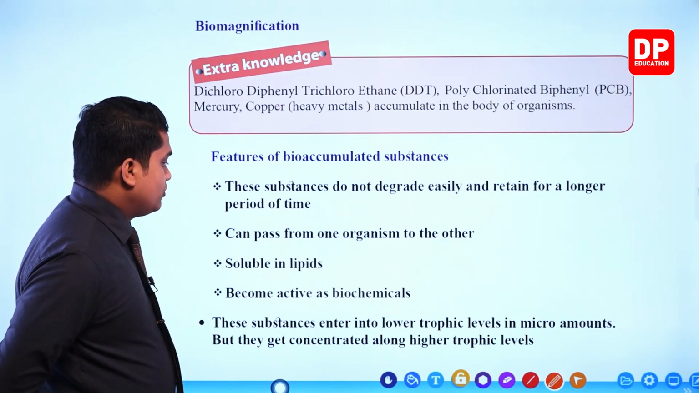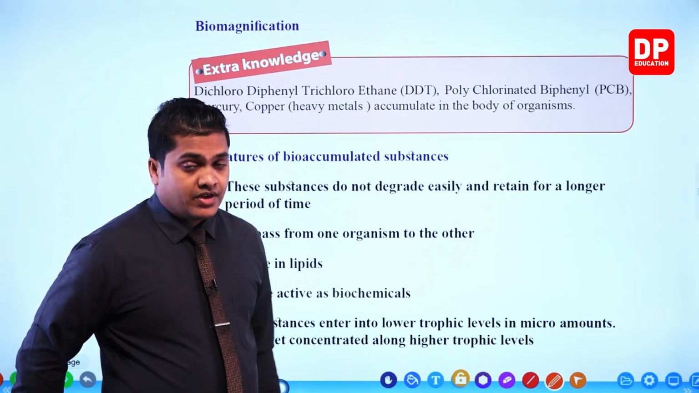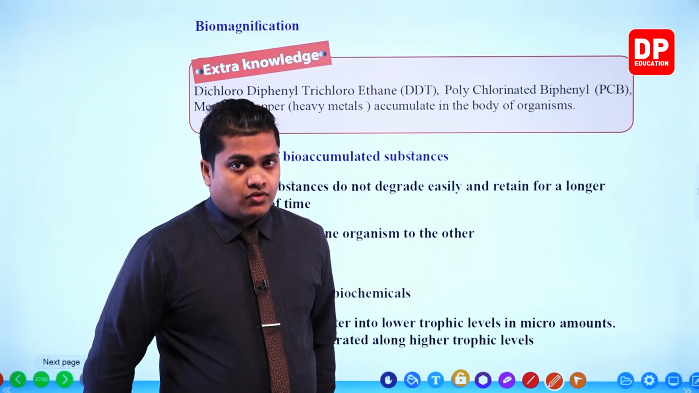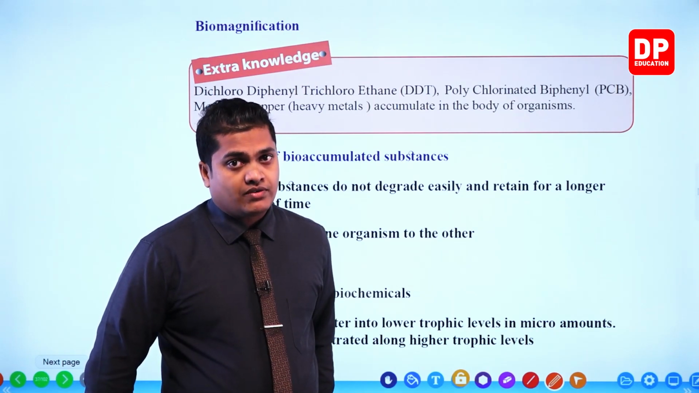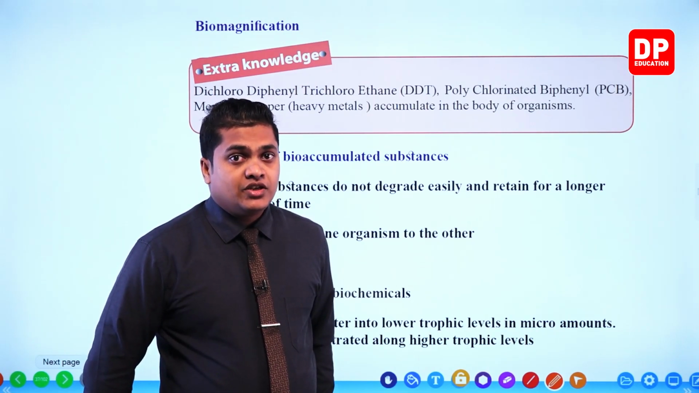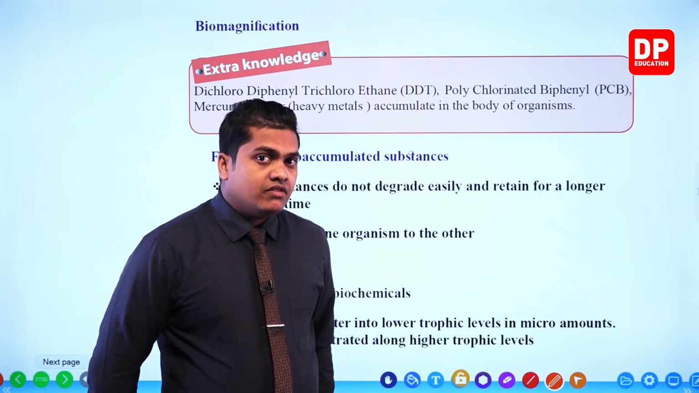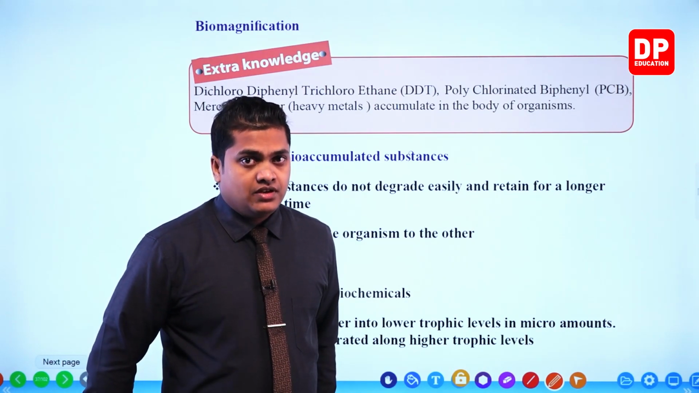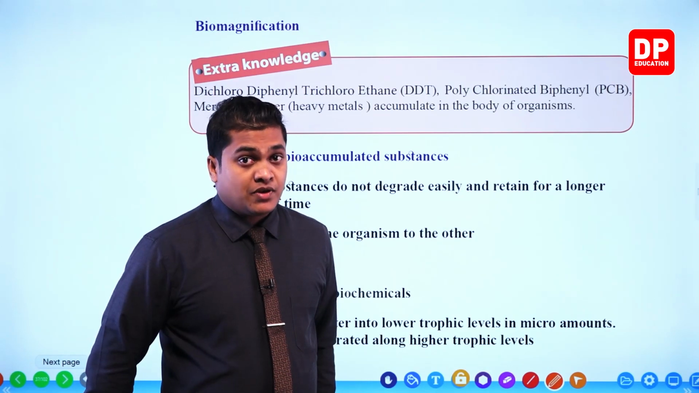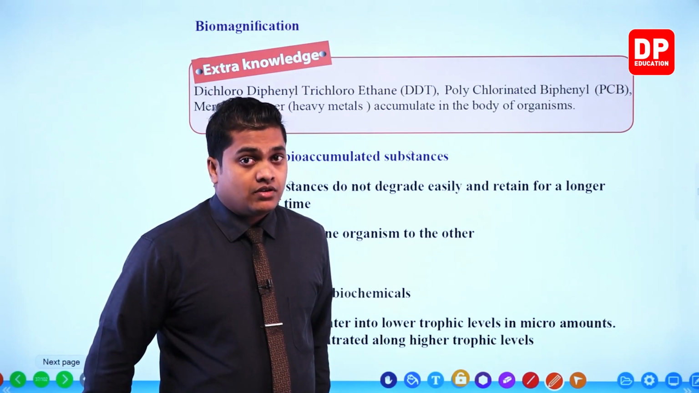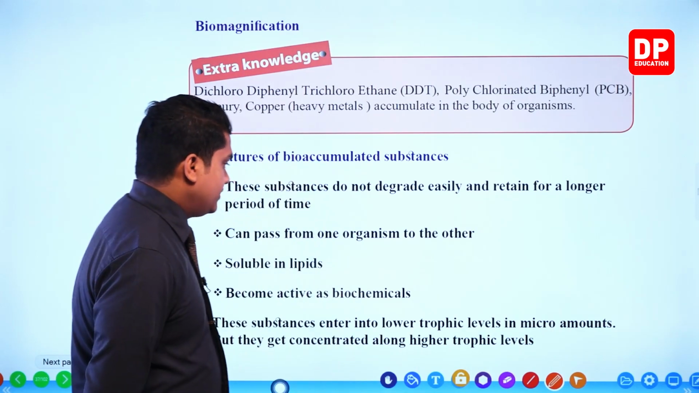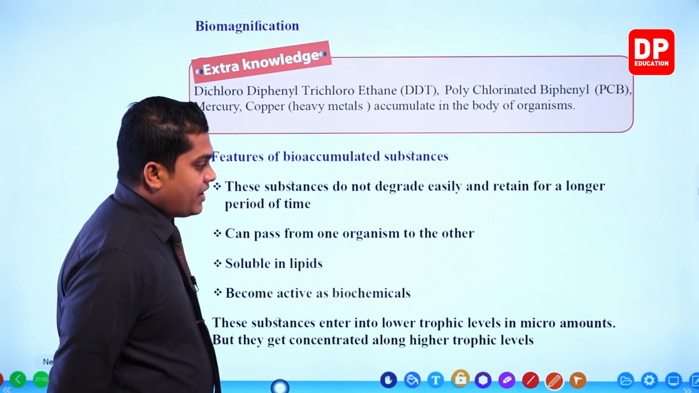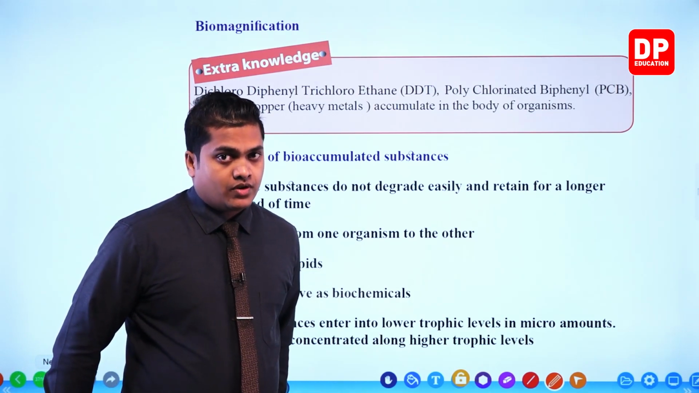Next one, soluble in lipids. The other specialty, my dear children, is that these things are soluble in lipids. So when we eat a food item which contains these substances, what will happen? Definitely they will dissolve into our tissues, because you know that our body tissues contain lipids. Therefore they will accumulate within our tissues, and especially they get dissolved within our liver. Next one, become active as biochemicals. So they become active as biochemicals within the body of an organism.